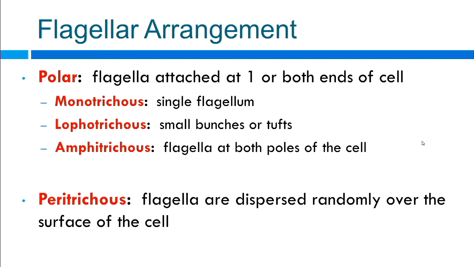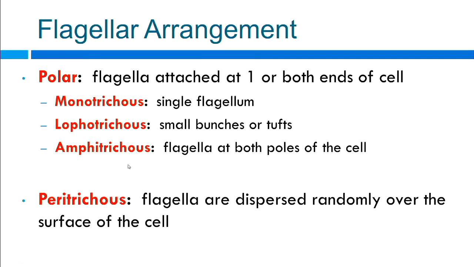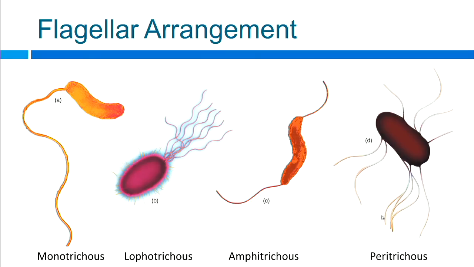So it can be attached at the end of a cell. That's called polar. If it's on just polar on one end, it's monotrichous. If it's lophotrichous, that means it's polar on one end, but it's got a tuft of hair. So here would be mono. Here's the tuft, lopho. Amphi means on either end. So it's still polar because it's on the end. And then peritrichous means all over the place. So peritrichous is not polar because it's not on the ends. Peri means around. Does that make sense?